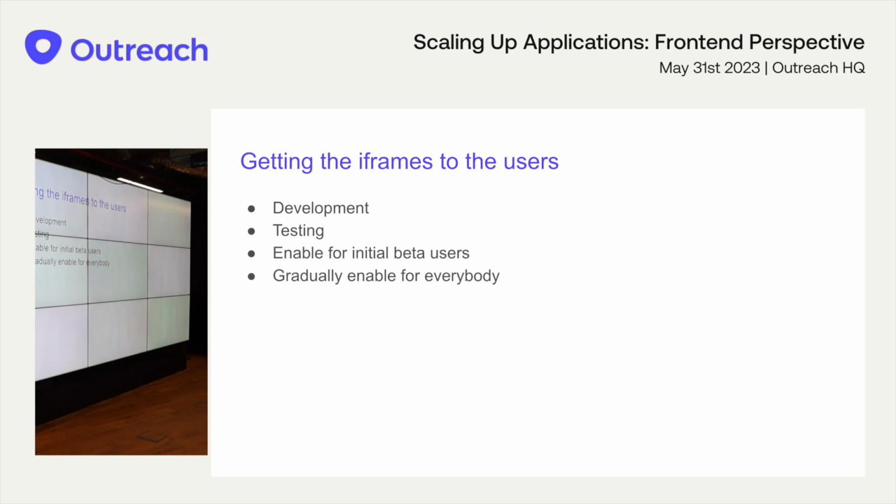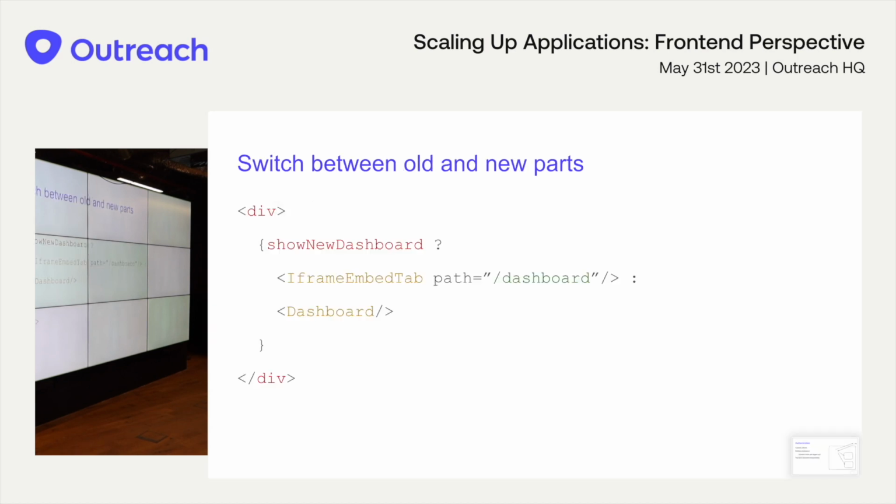And how does it work? Ideally, in the code, if you know React a little bit, this might look familiar. You want to do something like that. You have some kind of HTML. You have a condition whether to show the old content or the new one. If the condition says show the new dashboard, you show the iframe. If the condition says stay with the old dashboard, you show the old dashboard.